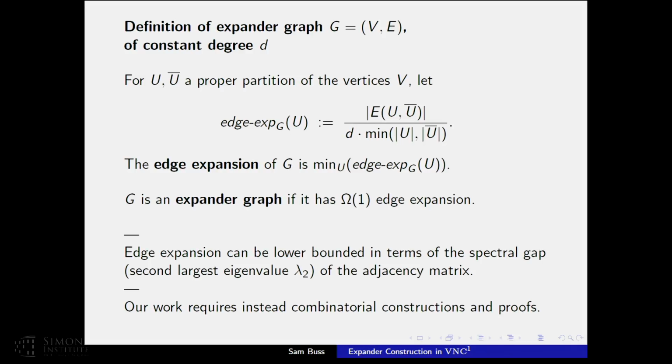The D in the denominator is just a normalization by the possible number of edges that could be crossing the boundary. The traditional proofs of this, of course, we know if we take a random graph, we have edge expansion. That was the first proof of the existence of expanders. The traditional proofs of constructions of expanders are based on the second largest eigenvalue and the spectral gap, and we'd like to avoid that in these constructions.